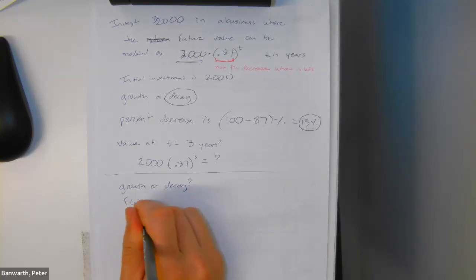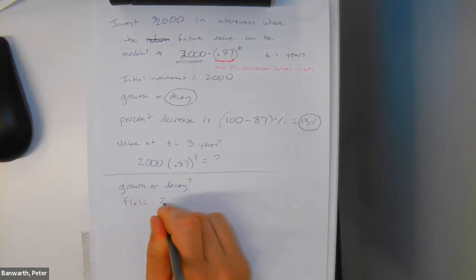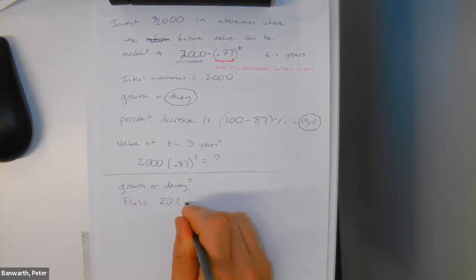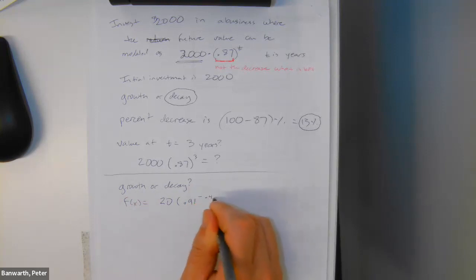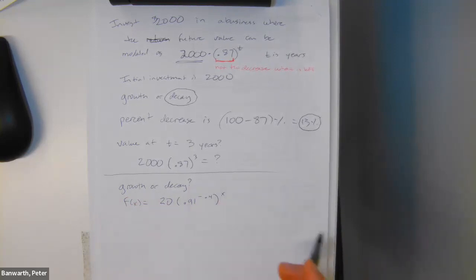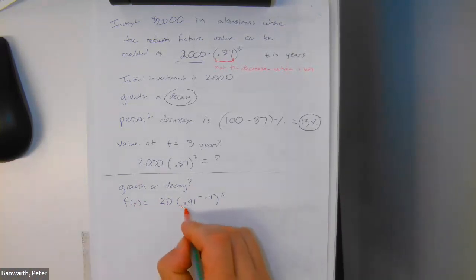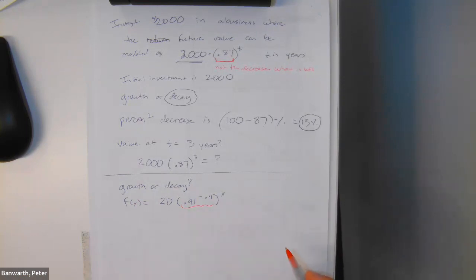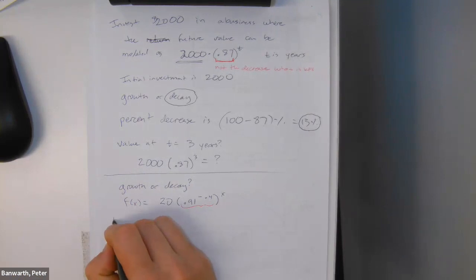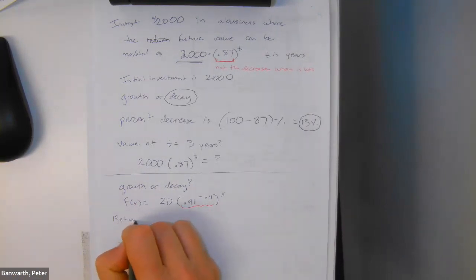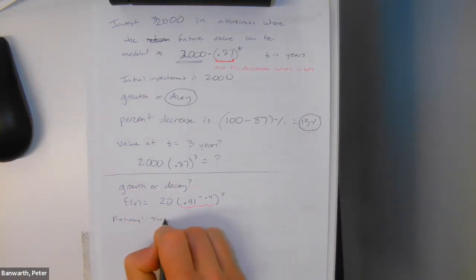So if I tell you I have a function 20 times 0.91 to the minus 0.4 to the x, the base is this. All right, that's the exponential rate of change. There's a couple different ways to figure this out. First way, simplify the base.